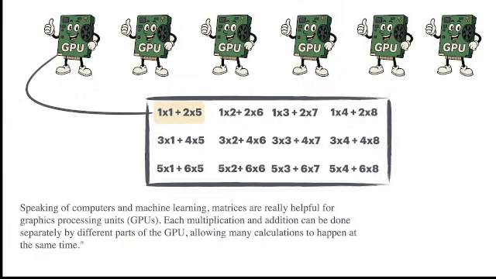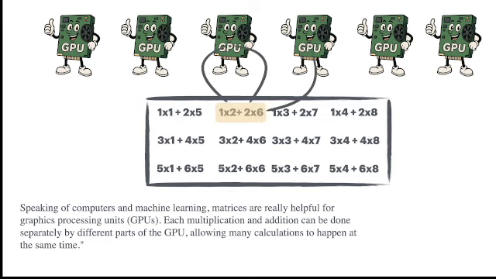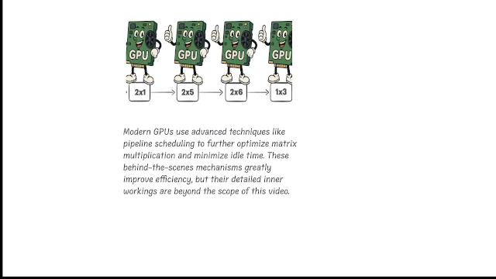Speaking of computers and machine learning, graphics processing units, GPUs, are extremely efficient for matrix operations. Each multiplication and addition can be done separately by different parts of the GPU, allowing multiple calculations to run at the same time. Modern GPUs use advanced techniques like pipeline scheduling to further optimize and speed up matrix multiplication by efficiently scheduling operations and minimizing idle time. These behind-the-scenes mechanisms greatly improve efficiency of such operations, but their detailed inner workings are beyond the scope of this video.